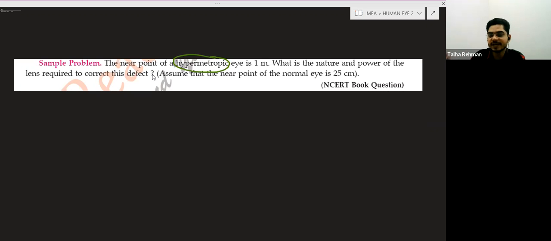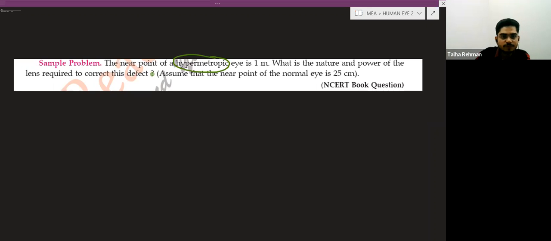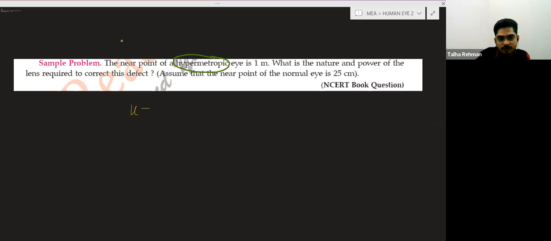And power of the lens we can calculate with the help of focal length. So object distance what we take? Minus 25 centimeter. Image distance we take the near point of the hypermetropic eye, that is 1 meter. This will be also negative, because this will be also in front of the lens. So 1 meter is equal to 100 centimeter. So this will be minus 100 centimeter.